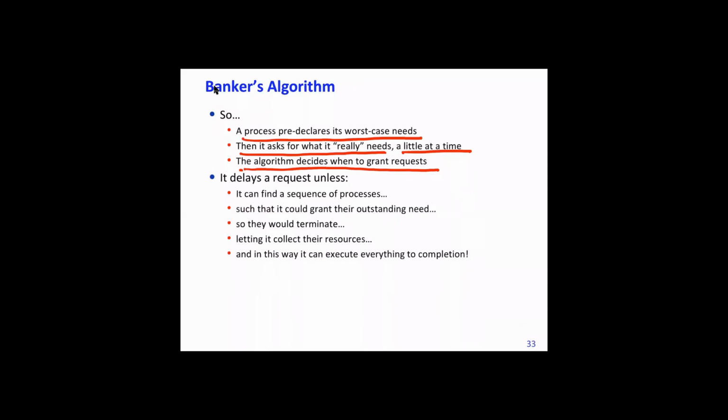And it delays the request or grants the resources unless it can find a sequence of processes such that it could grant their outstanding needs, so that they can terminate and let it collect the resources and then give them out. In this way, it can execute everything to completion. This is exactly what we have done earlier in the example, right?